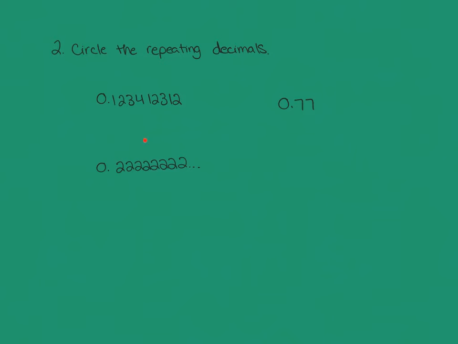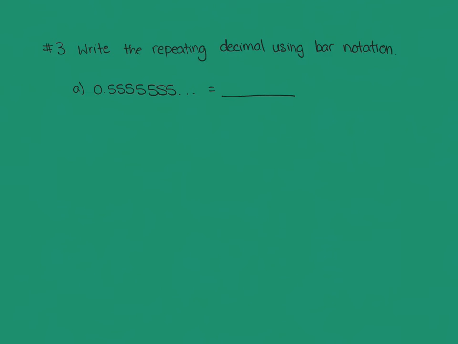However, if you look at this one, the 2 repeats and we have the 3 dots, which means that the 2's keep going on forever. So this is the number that we would circle. When you're looking in your book, there will be 2 more examples that you have to decide whether they are repeating or not. Question 3 asks you to write the repeating decimal using bar notation.